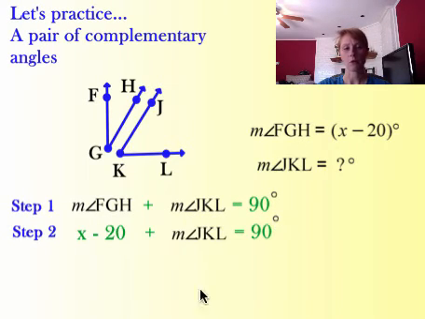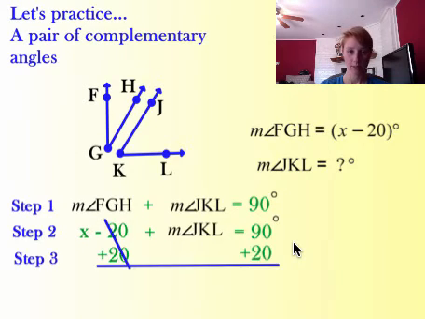Then let's plug in what we know. We know the measure of FGH is x minus 20, and the measure of JKL we're trying to solve. Both sum to 90 degrees. So we're going to, again, solve for an expression for the measure of JKL, just like we did in our last example for supplementary angles. So let's see what that looks like.